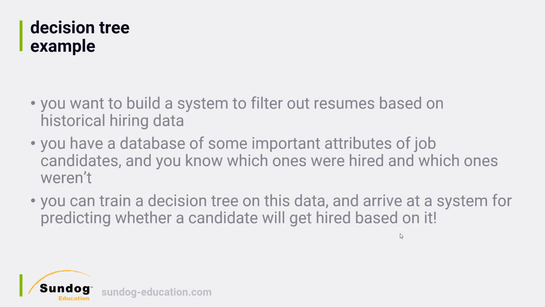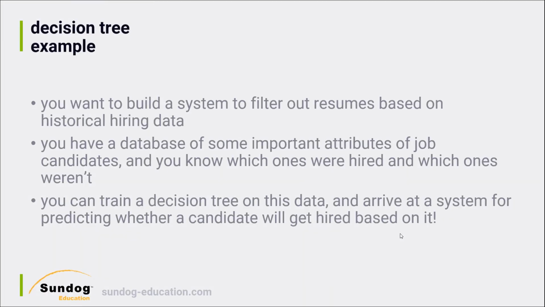Let's say, for example, I want to build a system to evaluate resumes that are submitted for a job that I'm trying to fill. So I might have some historical database of hiring data where I know attributes that are on resumes and whether or not people were actually hired in the end. So I could create a decision tree based on this. I could train that decision tree on that data and arrive at a machine learning system that will predict whether a candidate will get hired or not just based on the attributes of their resume.